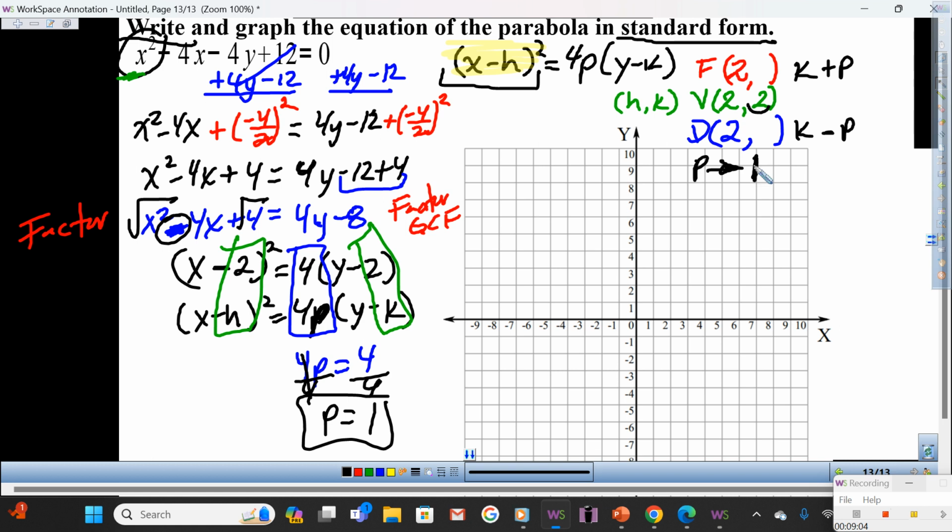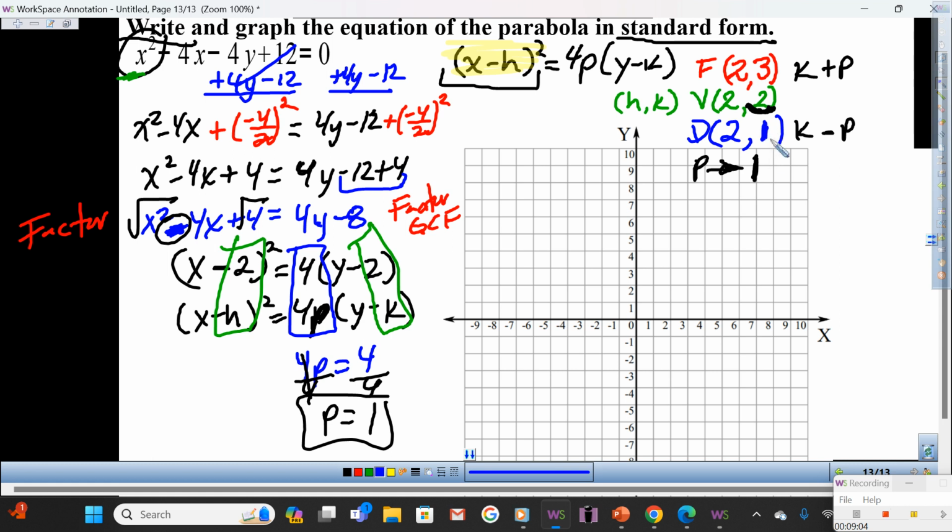So, now that we know that the distance between the points is 1, so here, watch. What is k right here? 2. So what is 2 plus 1? 3. So my focus is at 2, 3. And again, k is 2. What is 2 minus 1? Positive 1.